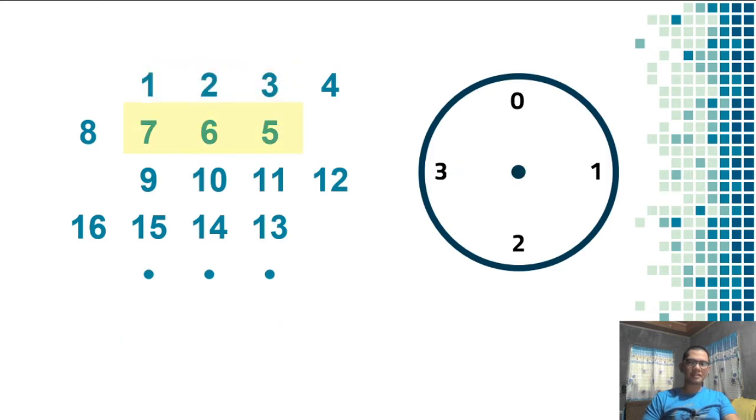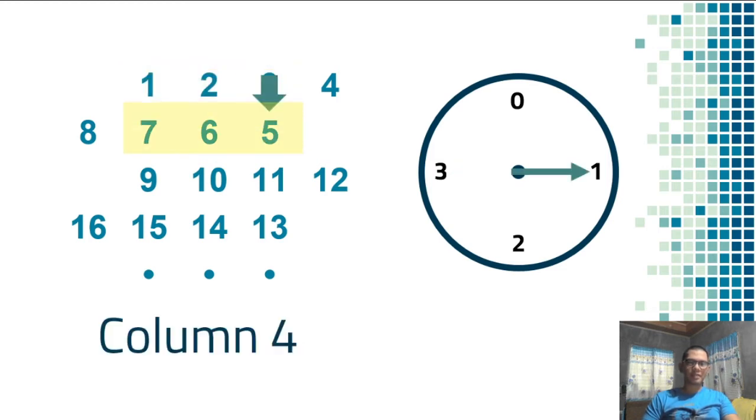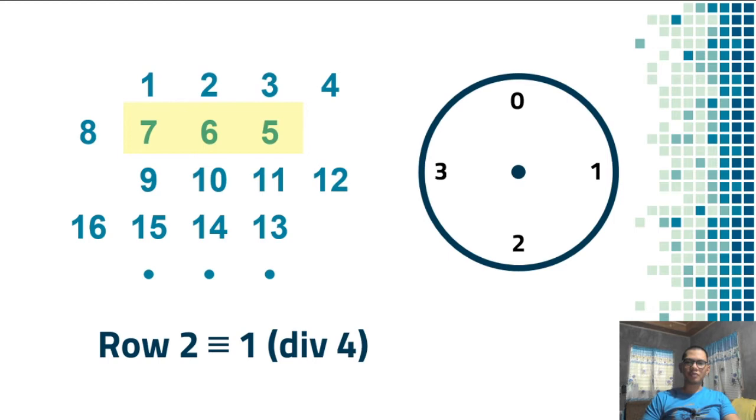However, when we investigate the second row, 5 has a remainder of 1 and is on column 4. 6 has a remainder of 2 and is on column 3. 7 has a remainder of 3 and is on column 2. Together, these three numbers are congruent to 1 div 4, which means when we divide each by 4, we get 1 as a whole number quotient and their respective remainders.